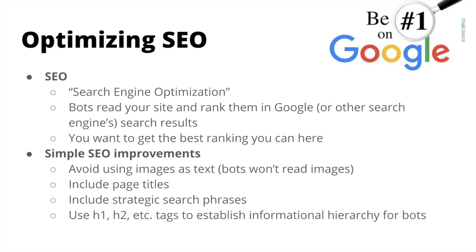Another thing is SEO, which is search engine optimization. Basically, to have your website come up on Google, bots read your site and rank it. So in order to get the best ranking you can, you want to have certain words on your site so that Google can say, oh, this website is about such and such, and return it when people search for that. So instead of having your website title as an image, have it as text, have page titles, and then use tags to establish hierarchy for bots so that they know what's on your website.